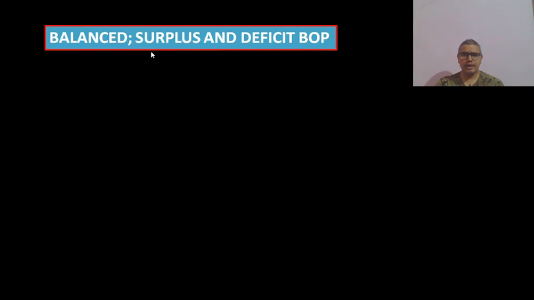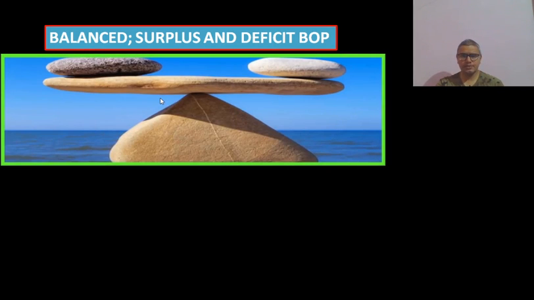Now further, today we will discuss balanced, surplus and deficit balance of payment. What do we mean by balanced balance of payment? It has the same meaning as balance of payment equilibrium. So the balanced balance of payment will be given by credit side equals debit side of the balance of payment.